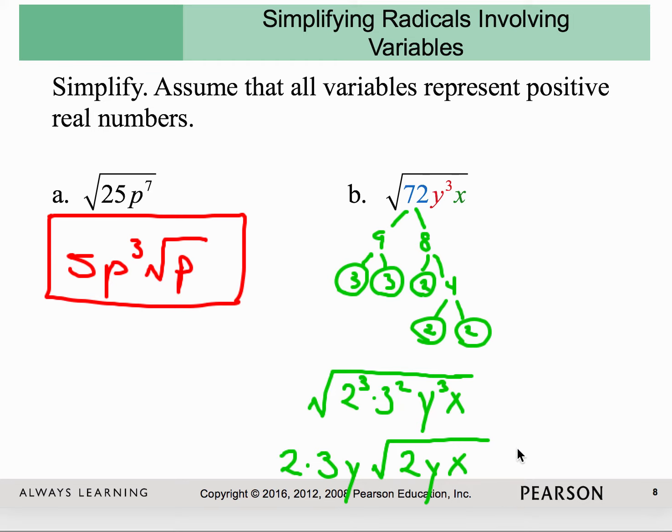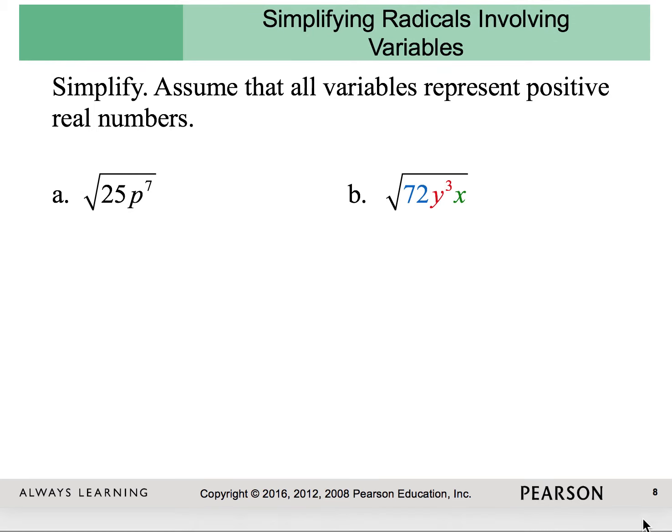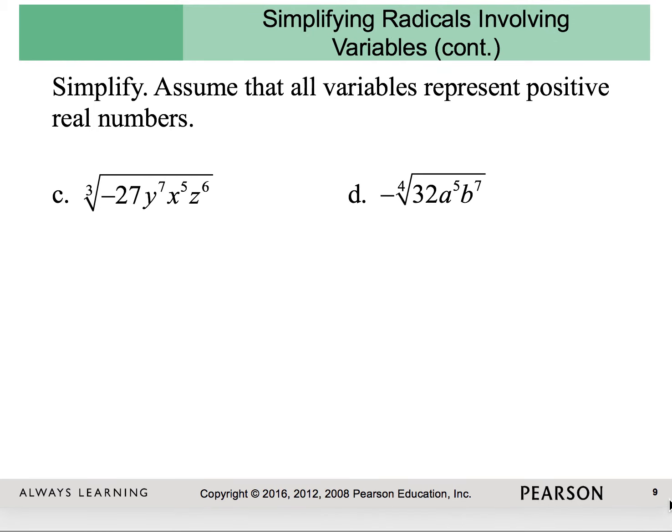Now here's some math I can do. So this is 6y times the square root of 2. You can put yx, it doesn't matter. 2 times 3, 3 times 2. We generally put the variables in alphabetical order, but it doesn't matter. Okay, let's do some more.